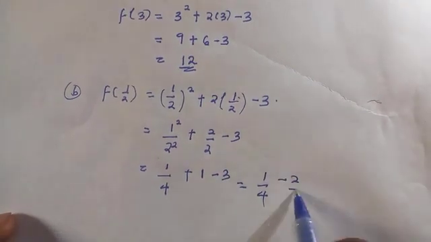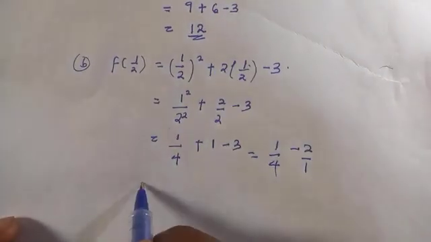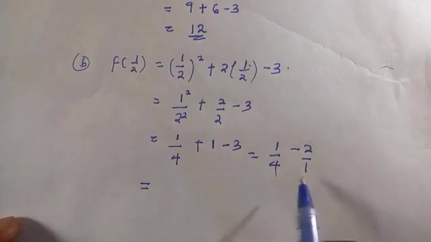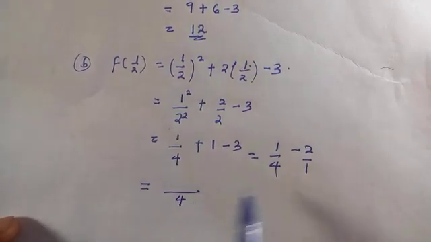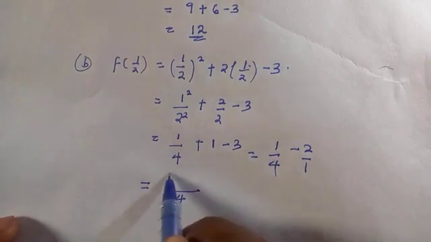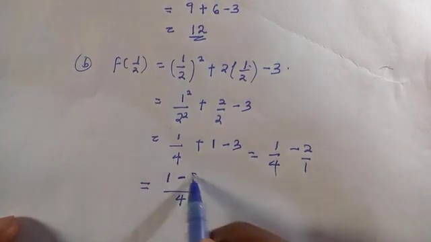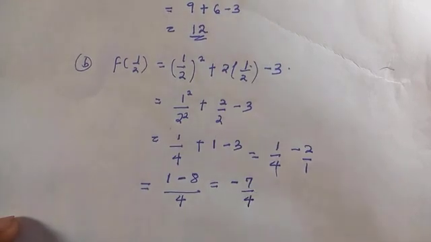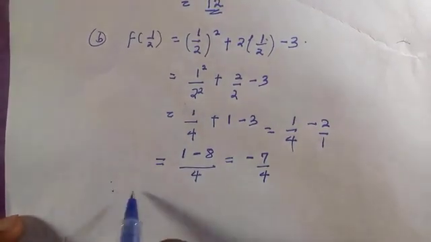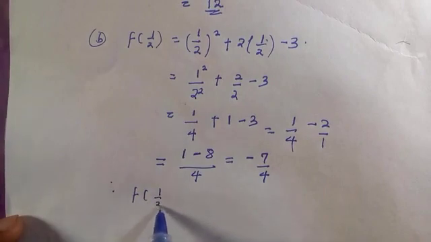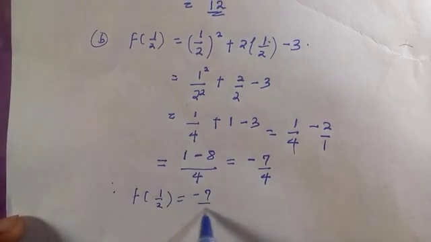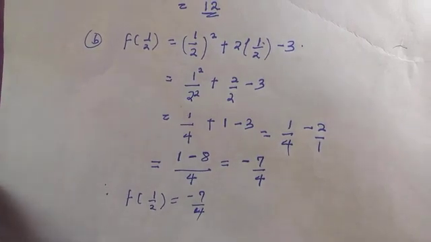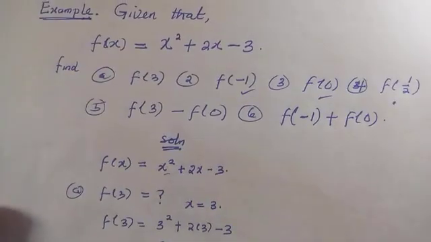And if this 2 is taken over 1, we are going to find the LCM. The LCM here is 4, because it is the smallest number that both 1 and 4 can go into. So here we have 1 minus 8. We are multiplying 4 by 2, and 1 by 1. So here the result is minus 7 over 4, which is f of 1 over 2 using the formula above. And we got minus 7 over 4. So minus 7 over 4 is our codomain, and 1 over 2 is our domain.